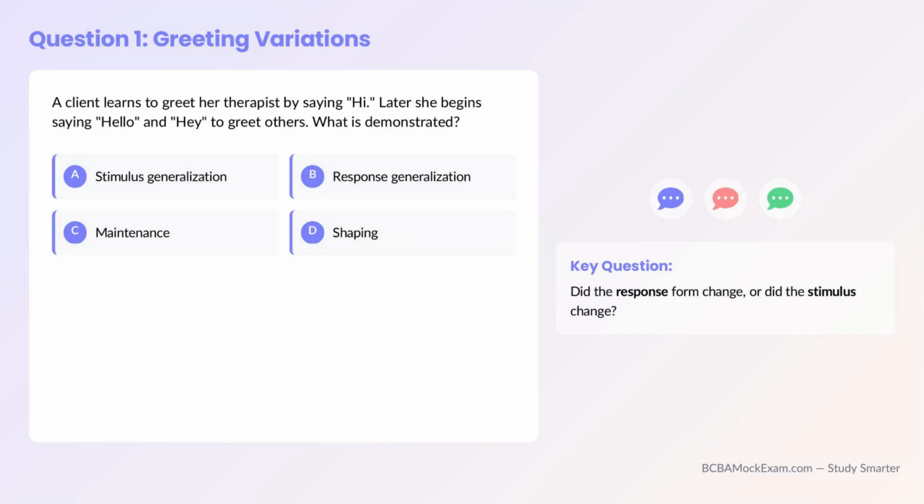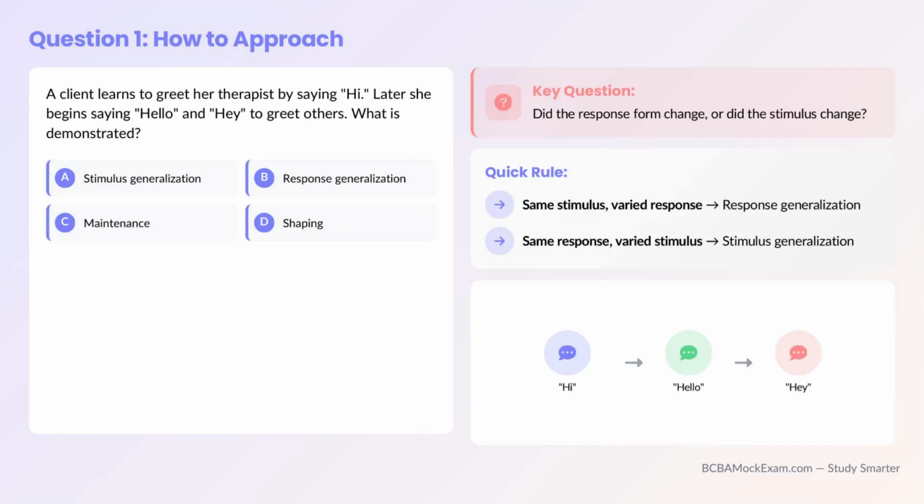The key question to ask is, did the response form change, or did the stimulus change? Here, the situation stayed the same, greeting people, but the response changed. That's your first hint toward the right answer. So how do we approach this kind of question? Remember the quick rule: same stimulus, varied response. That's response generalization. Same response, varied stimulus. That's stimulus generalization. In this question, the person said hi, hello, and hey. Different responses, same situation. That means the correct concept here is response generalization.